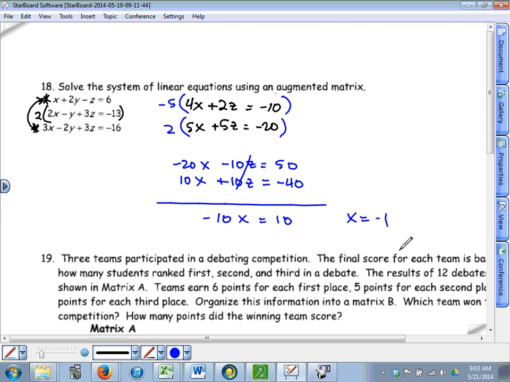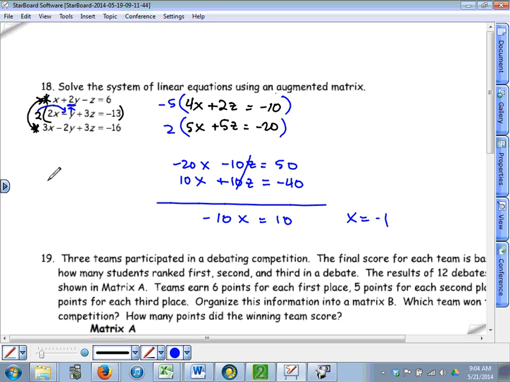Why did you multiply by 2 instead of negative? Which one? Because I was multiplying the y to try to get that to be a negative 2, so it would cancel with that 2 right there. I thought you were canceling with that one. Does that make sense? Okay.